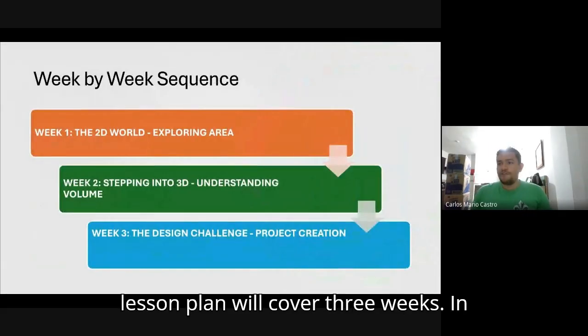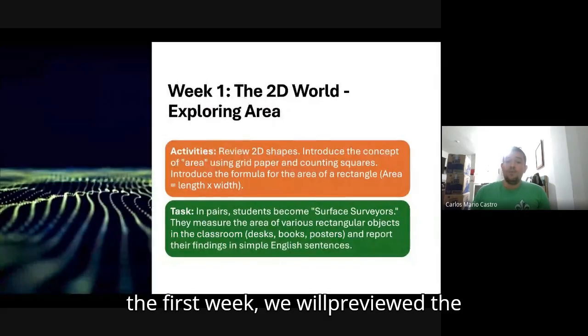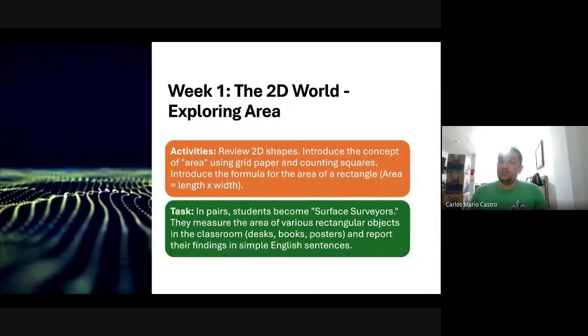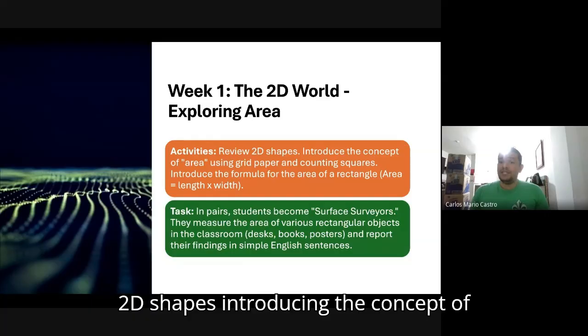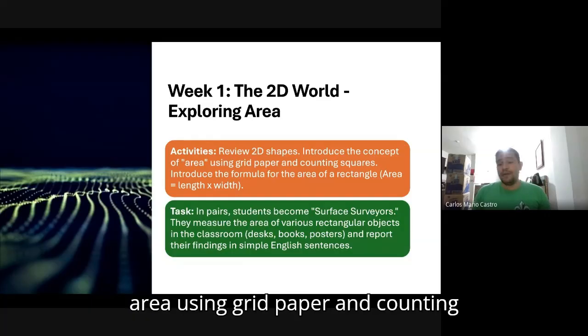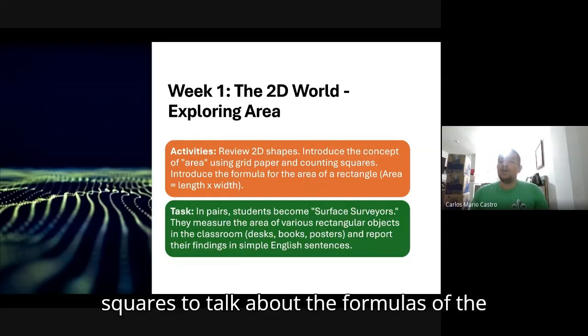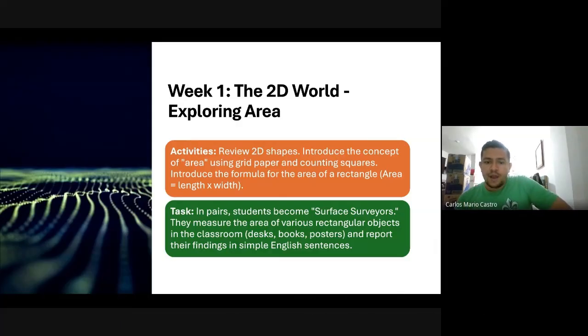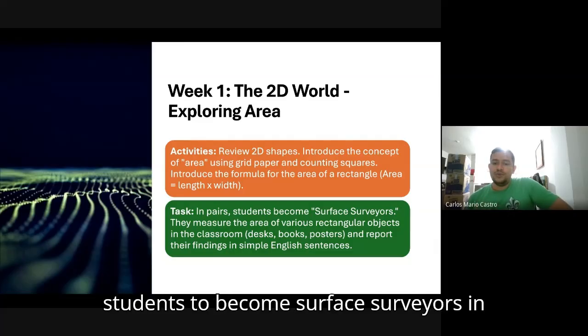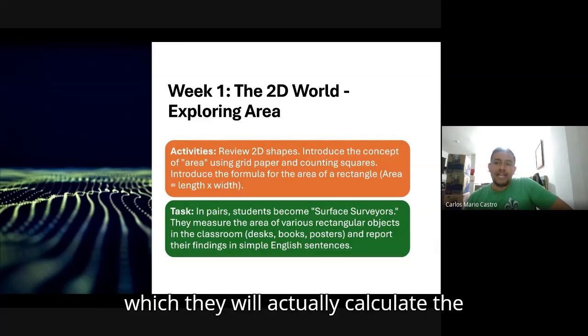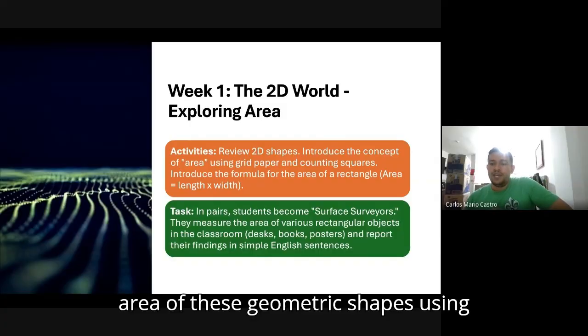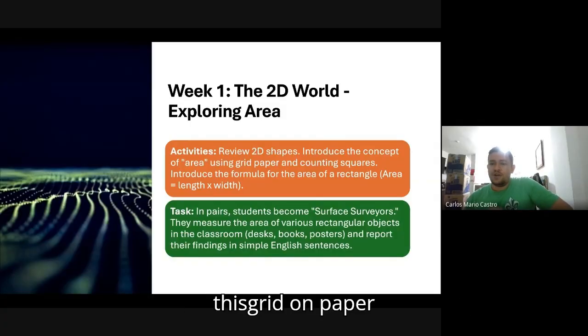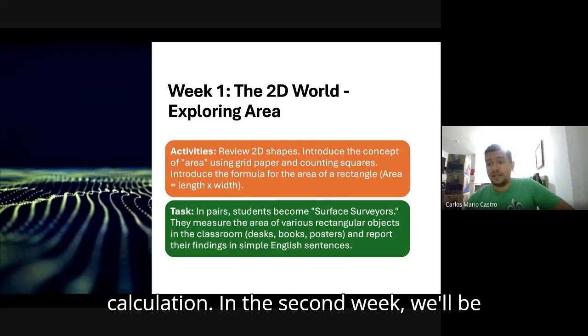This lesson plan will cover 3 weeks. In the first week, we will review the 2D shapes, introducing the concept of area, using grid paper and counting squares to talk about the formulas of the area of each one of these figures. One of the activities will be for the students to become surface surveyors, in which they will calculate the area of these geometric shapes using the grid on paper, in comparison with the mathematical calculation.